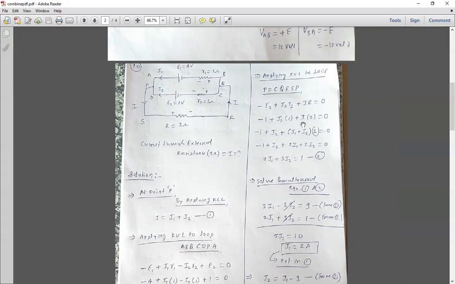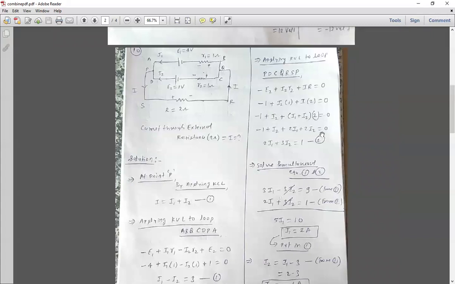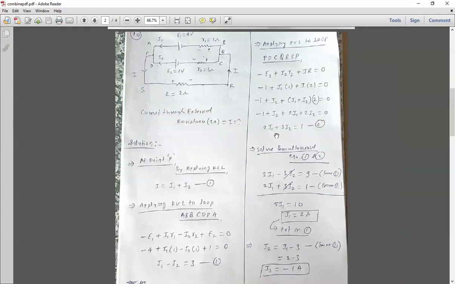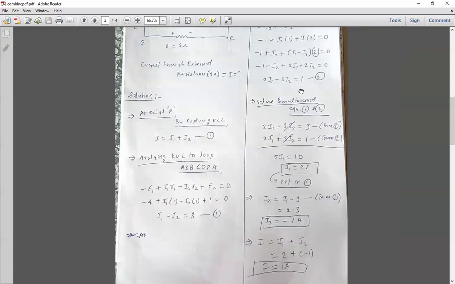From equation 1 you can see that I is equal to I1 plus I2. So change this equation in terms of I1 and I2. So you have two equations. I should name this equation as 2 and this equation as 3. So you have these two equations in terms of I1 and I2, two variables, and we are experts at solving such types of equations.